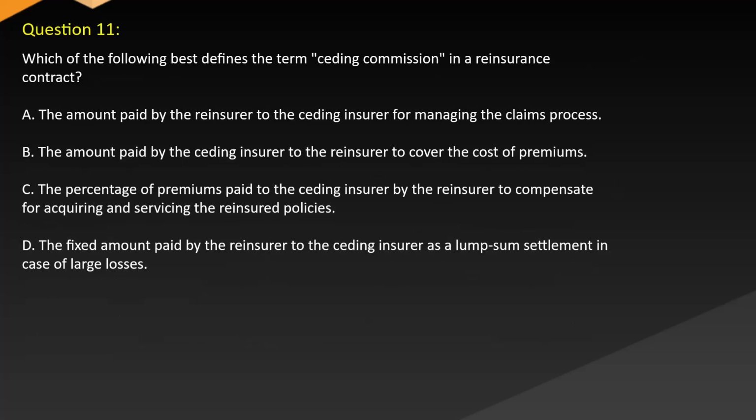Question 11. Which of the following best defines the term ceding commission in a reinsurance contract? A. The amount paid by the reinsurer to the ceding insurer for managing the claims process. B. The amount paid by the ceding insurer to the reinsurer to cover the cost of premiums. C. The percentage of premiums paid to the ceding insurer by the reinsurer to compensate for acquiring and servicing the reinsured policies. D. The fixed amount paid by the reinsurer to the ceding insurer as a lump sum settlement in case of large losses.